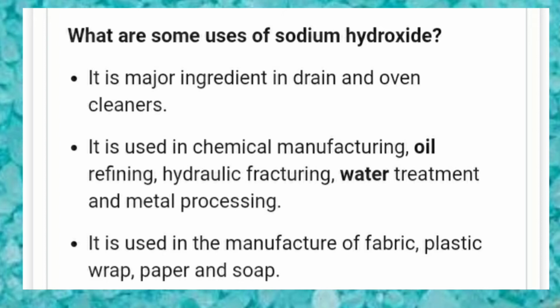It is used in chemical manufacturing, oil refining, hydraulic fracturing, water treatment and metal processing. Well understood, children? Sodium hydroxide is used in chemical manufacturing, oil refining, hydraulic fracturing, water treatment and metal processing. It is used in the manufacture of fabric, plastic wrap, paper and soap.